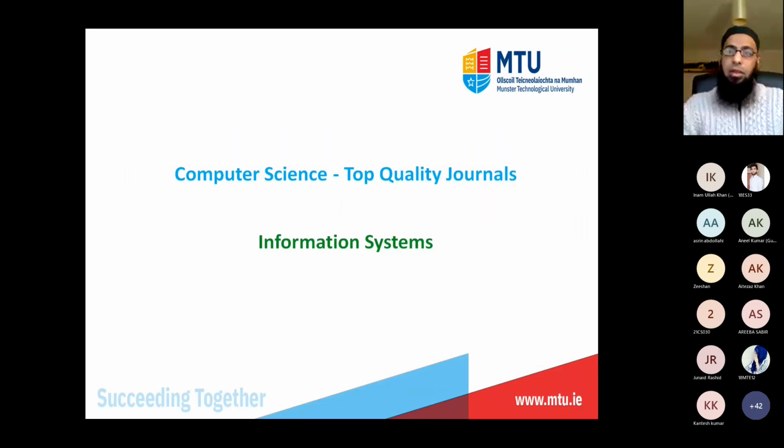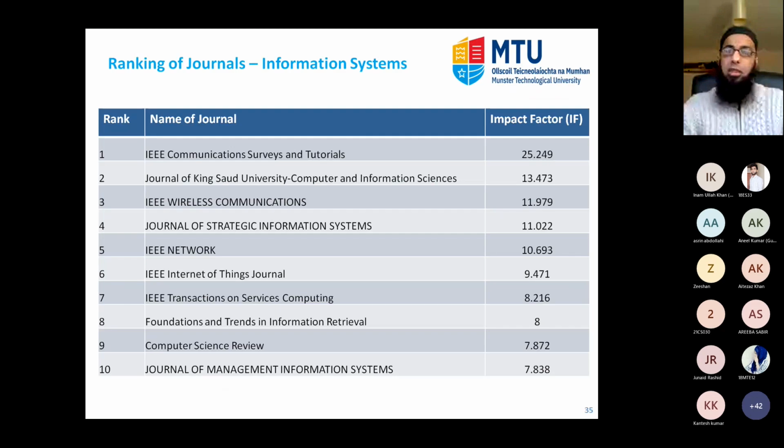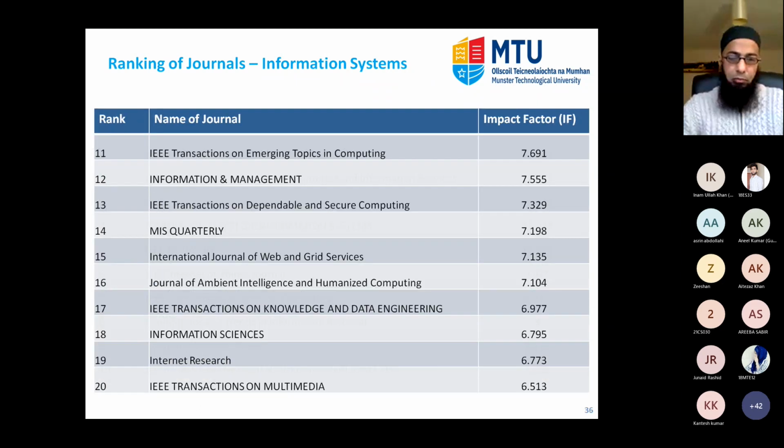Now let's look at the top ranked journals in the domain of information systems. Again, in information systems, IEEE Communication Surveys and Tutorials is ranked number one. Then we have the Journal of King Saud University, Computer and Information Sciences. Then we have Wireless Communications Magazine, and so on and so forth.